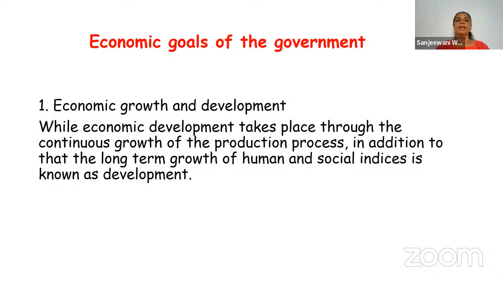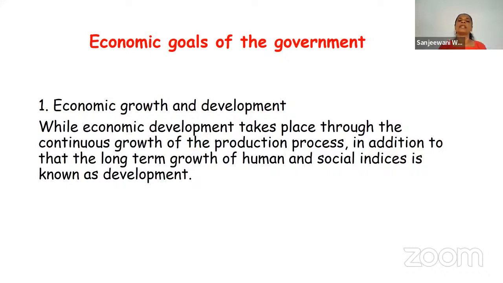The first one is economic growth and development, right? What is this economic growth and development? You need to know this, sometimes they ask to write the definition of development, right? So here in this paragraph, I describe what development is as well. Here it says, while economic development takes place through the continuous growth of the production process. Now, if you are producing continuously, right? So you can see there is a growth. In addition to that, the long-term growth of human and social indices is known as development. So what is development? Long-term growth of human and social indices.